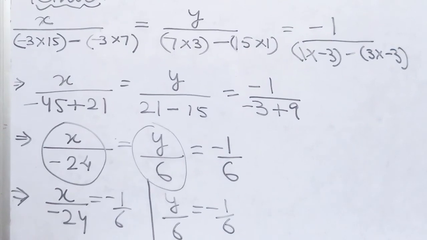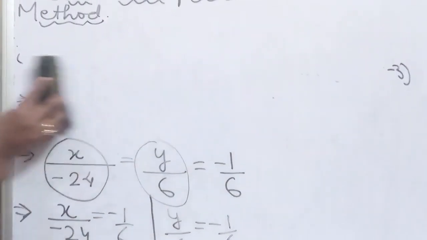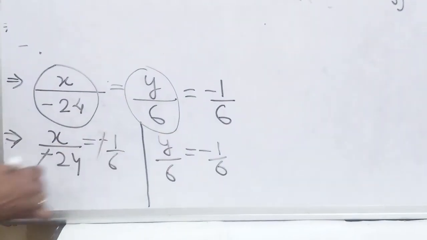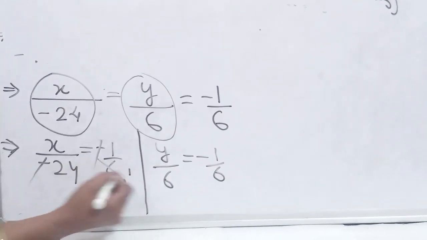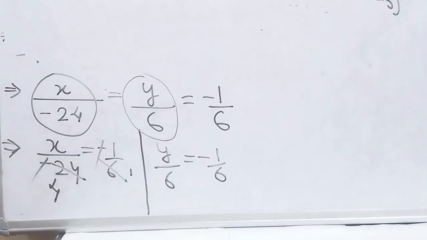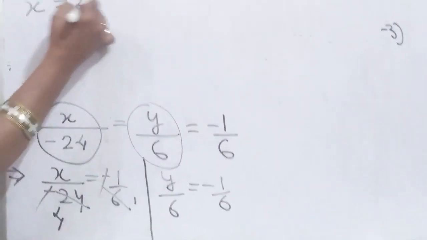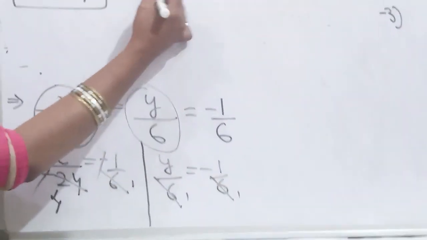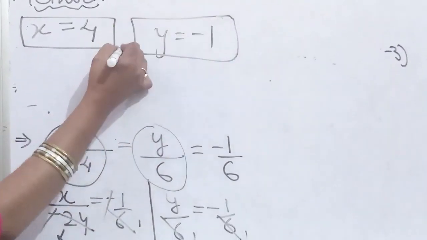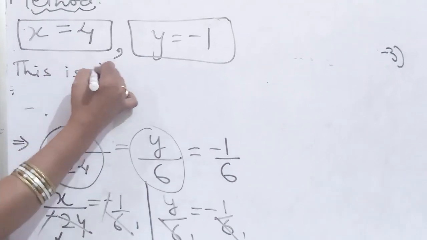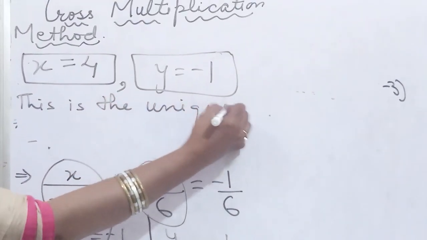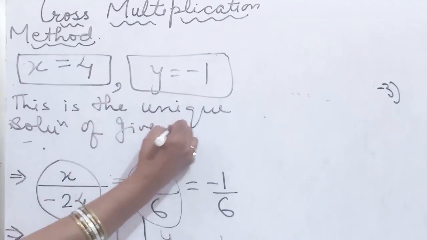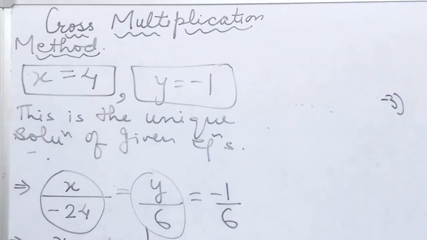Now you just have to do a little work and we'll get the answer. So x equals, this minus will cancel out with this one, and 6 ones is 6, 6 fours are 24, and this 4 will come here, so x is equal to 4. In the same way, 6 ones is 6 and y is equal to minus 1. And this is the unique solution of the given equations. So this is the solution.